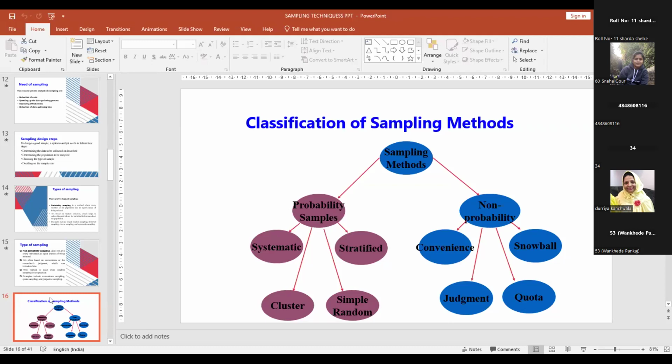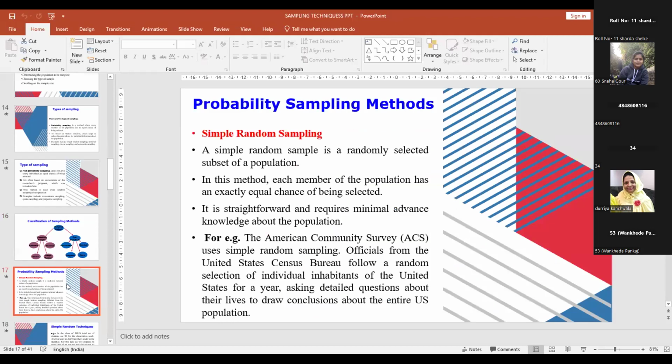Now we will discuss probability sampling. In probability sampling, I will first discuss simple random sampling. As you see from the name, that's why we call it simple random sampling. It is the purest form of probability sampling.